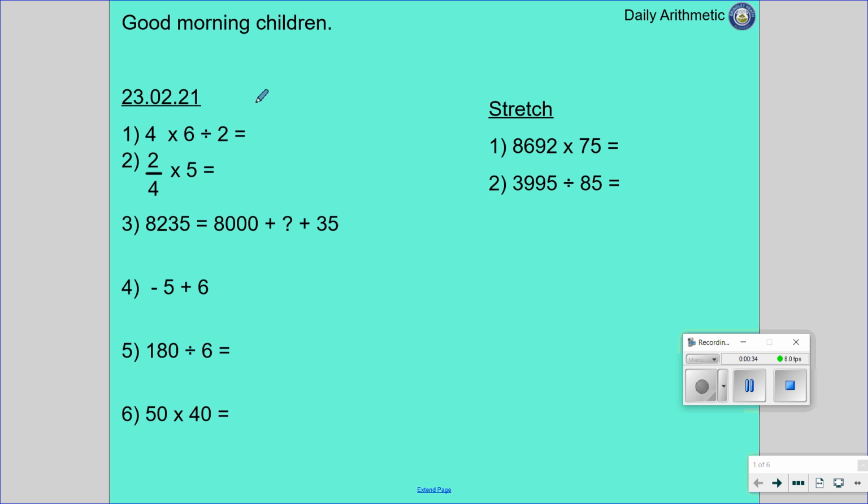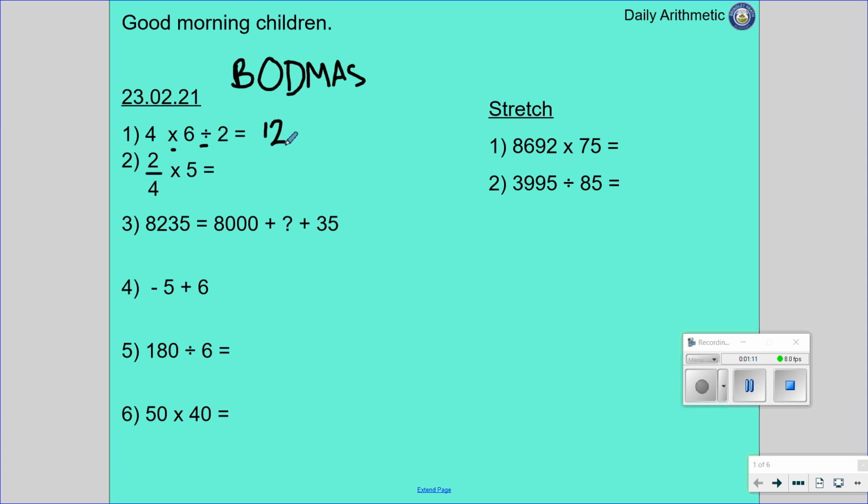Okay then, hopefully you've had a go at the questions already. Question 1 then, again, is a BODMAS question. So in this question we have got a multiplication and we've got a divide. We've got to use BODMAS to tell us which operation to do first. And as the D comes before the M in BODMAS, we need to do the divide first. So first of all, we're going to do 6 divided by 2. 6 divided by 2 is 3. So then we're left with 4 times 3. 4 times 3 is 12.